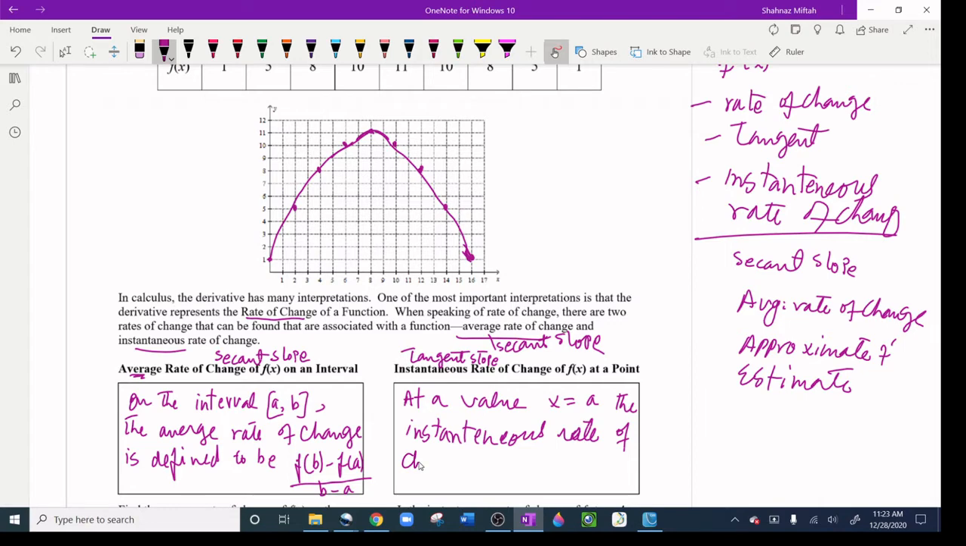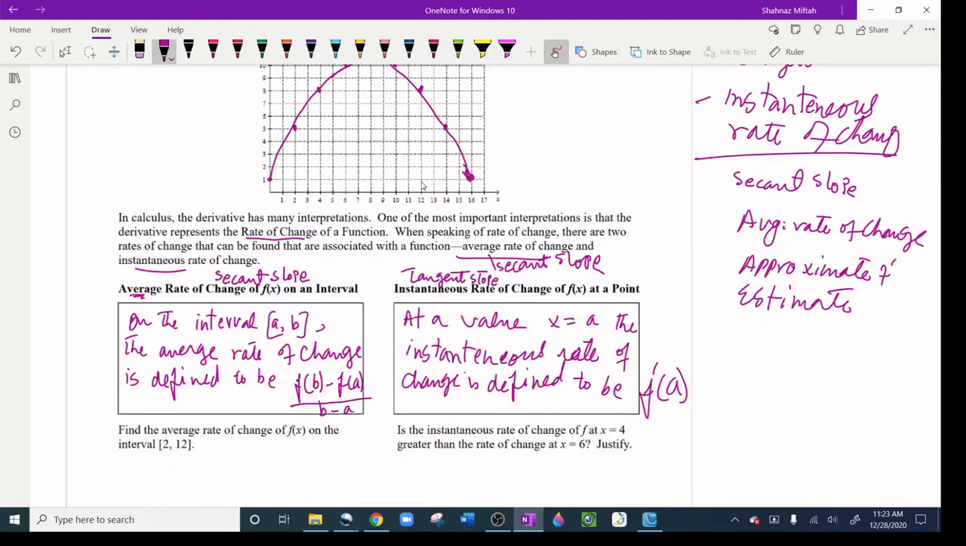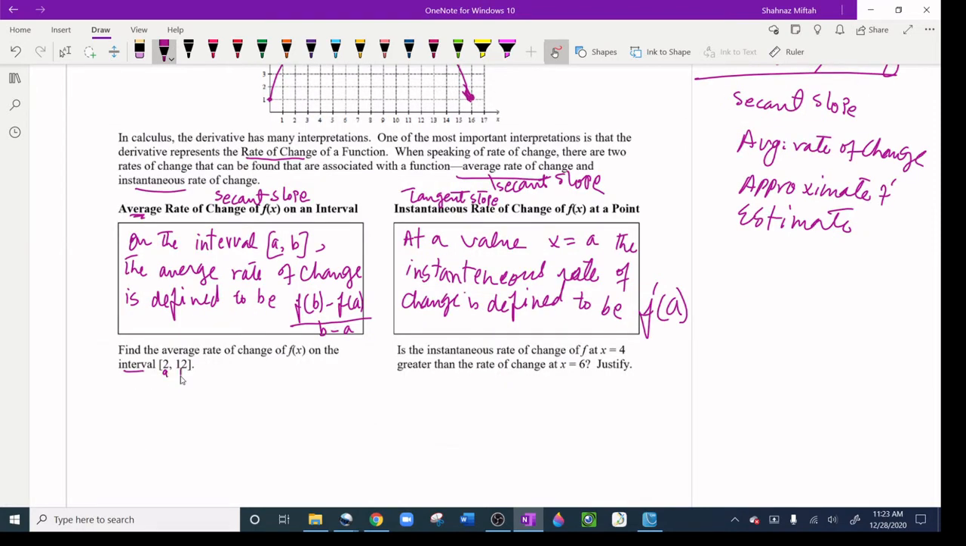Now let's try this. Find the average rate of change of f of x on the interval 2 and 12. So this is 2 and that's 12. In this they want me to find the average rate of change. And like I said, average rate of change means what? Secant slope. So technically, this is intervals. Interval means x. So this is a and that's b. So I have to look for f of a and I have to look for f of b.